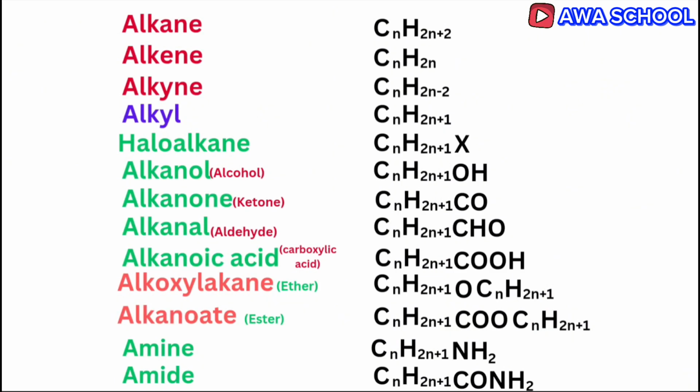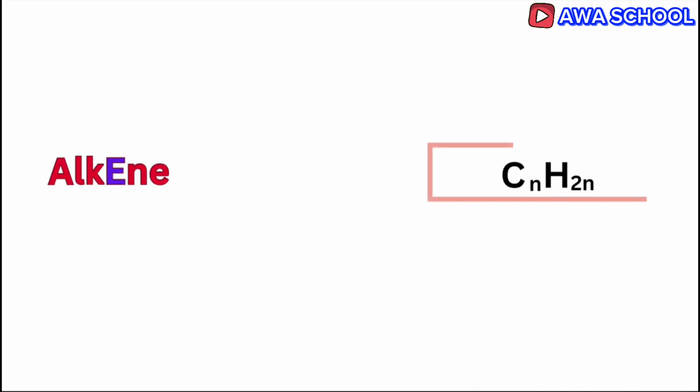Okay, look at all of this. Now, the first three things we'll be looking at here are alkane, alkene, and alkyne. How can we remember this? Now, alkane is the first here, alkene is the second, and alkyne is the third.